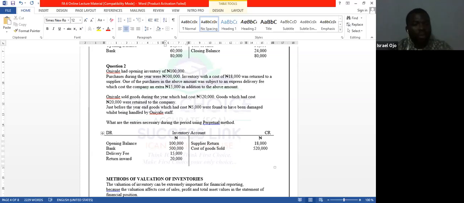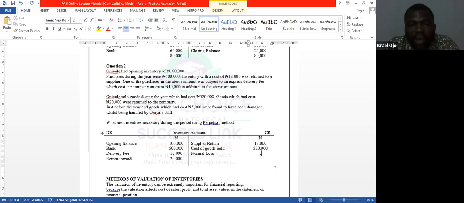Okay. So after that, we move on. Just before the year end, goods which at cost 5,000 were found to have been damaged. So that's normal loss. For the treatment of normal loss, we are going to credit inventory with the normal loss, then we are going to debit our cost of sales with that normal loss. So we have our normal loss to be 5,000.